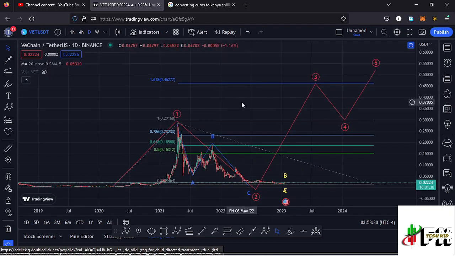And those are my long-term and short-term scenarios that I'm expecting to play out, so let's be patient and see how that plays out, and I'll keep you updated.